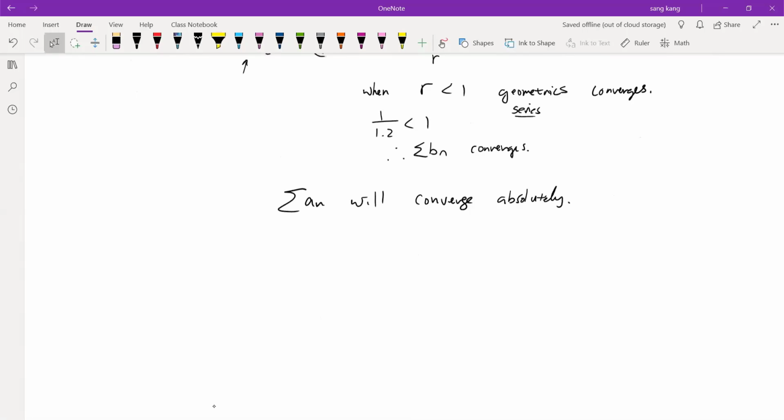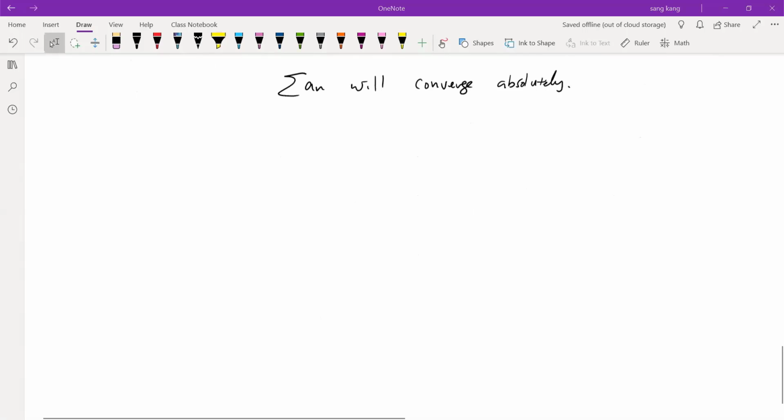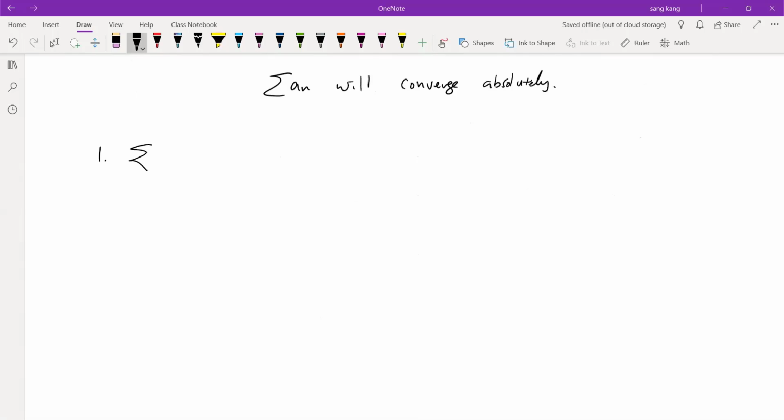Okay, so now the next series of questions is dealing with radius of convergence and interval of convergence of the series. So this is kind of more recent.